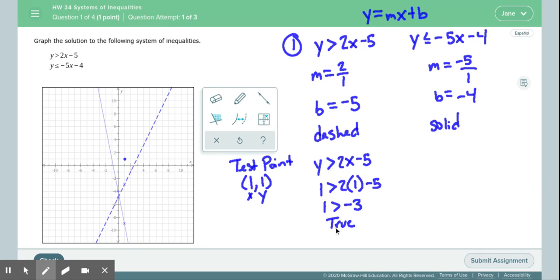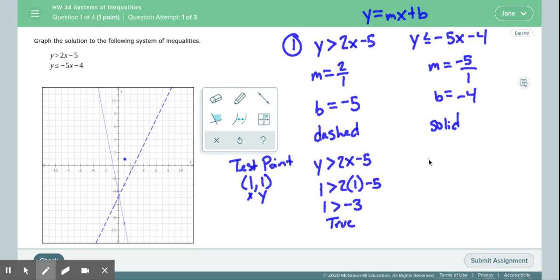Had it been false, I would have had to choose a new test point. Okay, but we'll talk about that on a different one. On this one, this case was true. All right, so now what I'm going to do is take my same ordered pair and plug it into my second inequality.